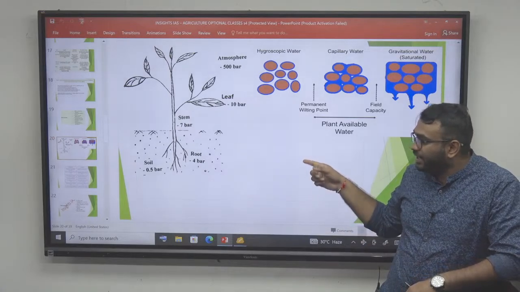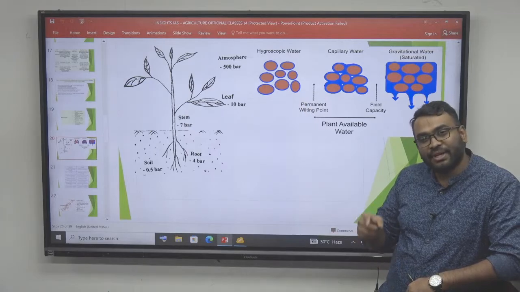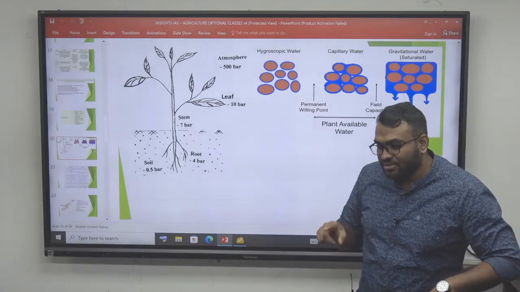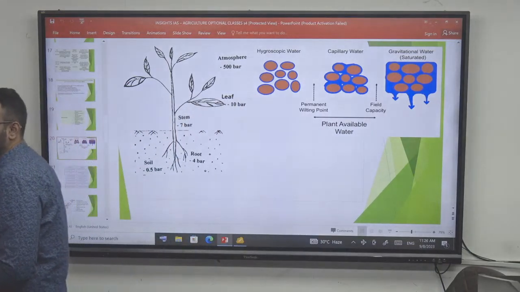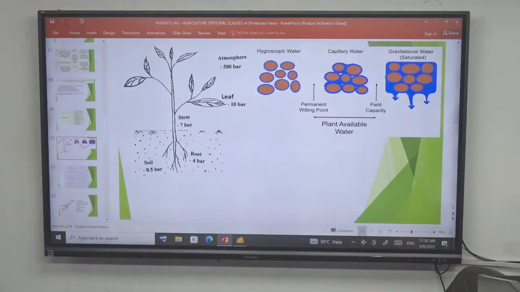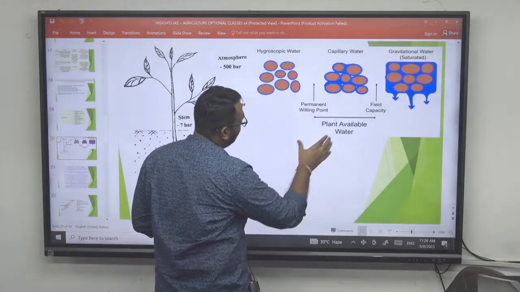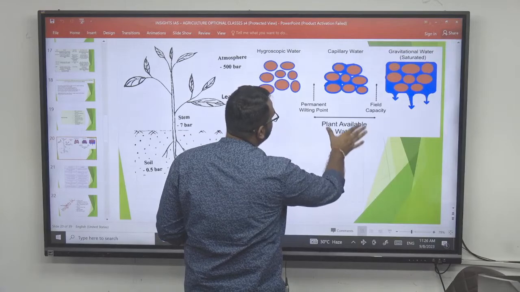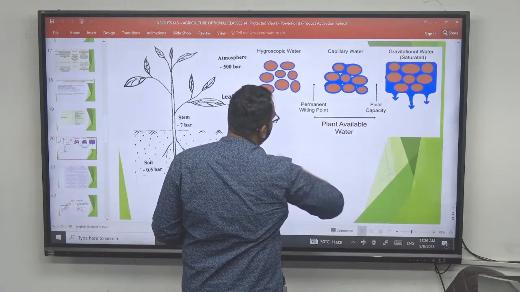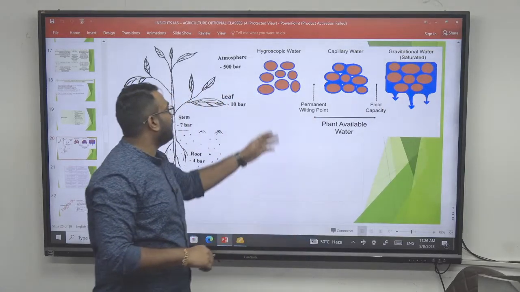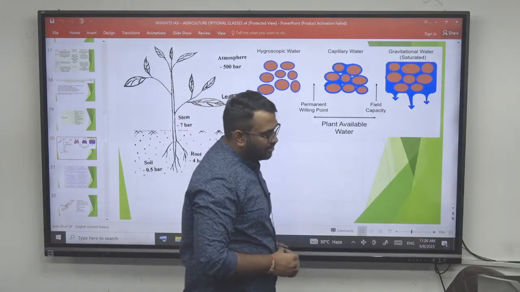So this is a continuous cycle from groundwater towards the atmosphere, and it is continuously circulating. That's why it is called SPAC, that is soil plant atmospheric continuum. Clear? So next one is soil moisture constants. Basically the water available to the plant is called capillary water. It is the water present between the field capacity and the permanent wilting point, correct?